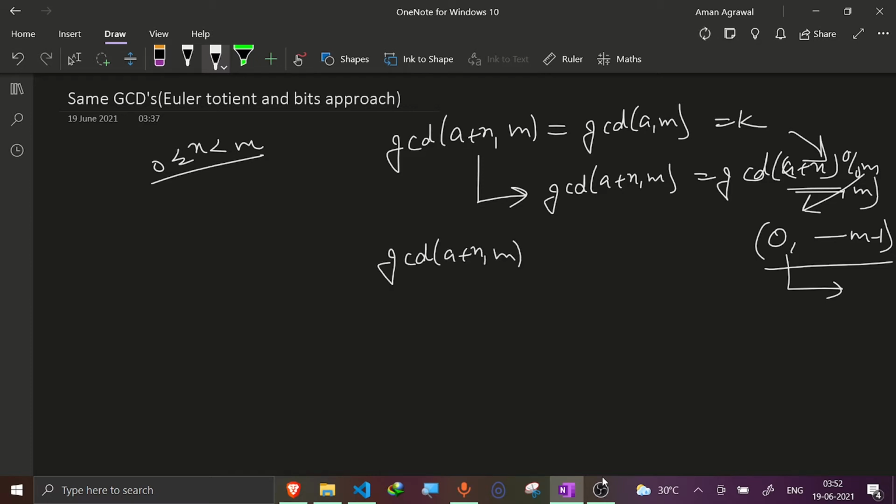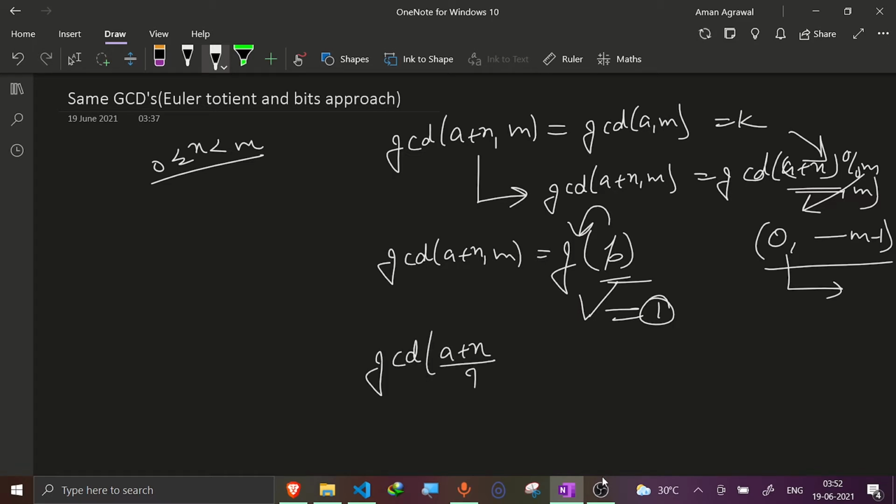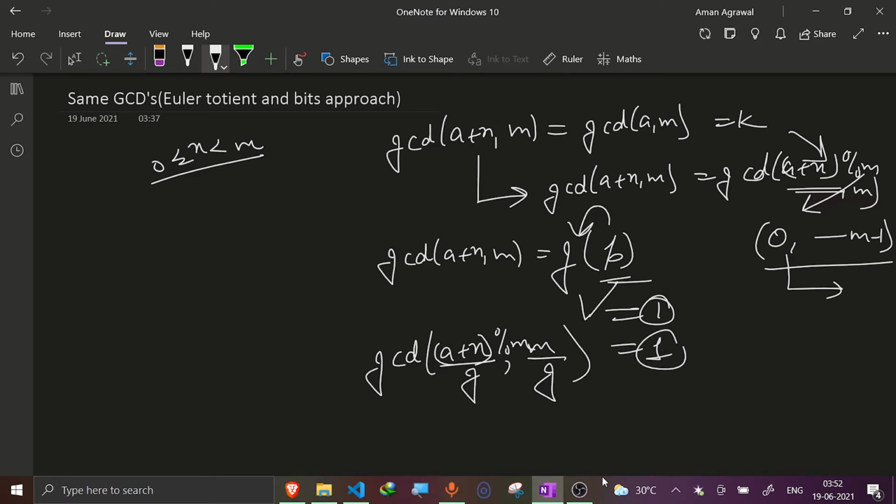GCD of (a plus x, m) is equal to g. Suppose this a plus x modulo m, let me take it as p only. The GCD of g and this p has to be equal to 1, as if there is any other common factor then it would definitely be considered in g. So basically what I can say is that GCD of ((a plus x) by g, m by g) should be equal to 1.